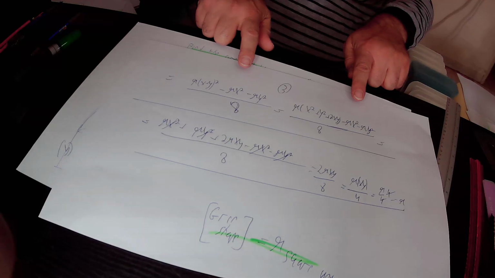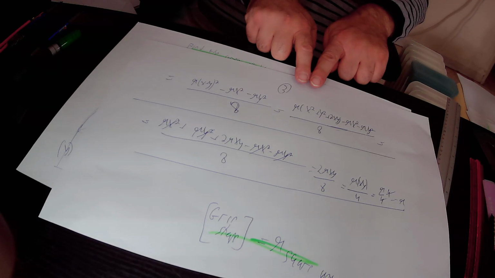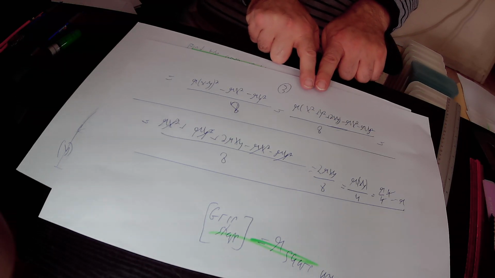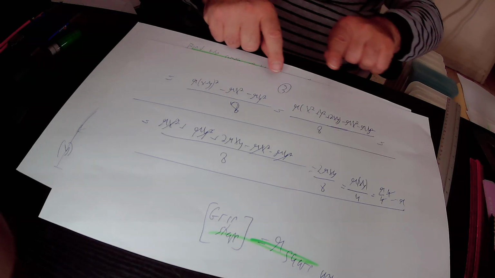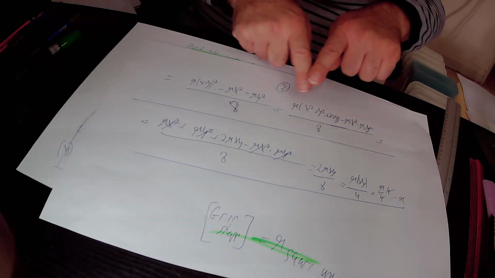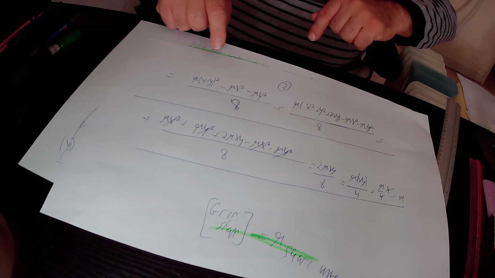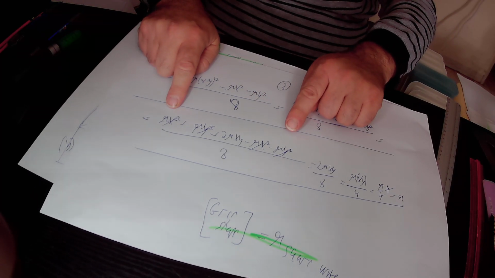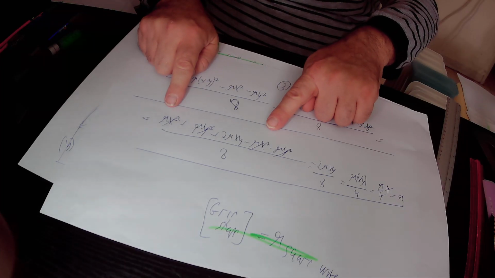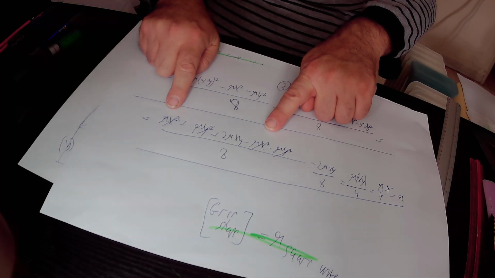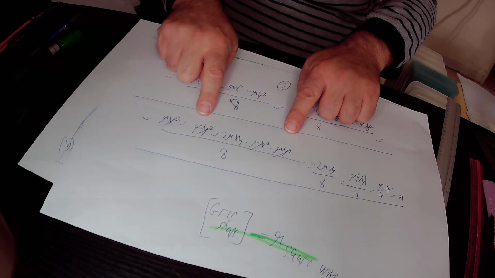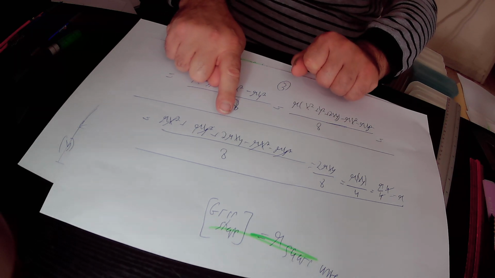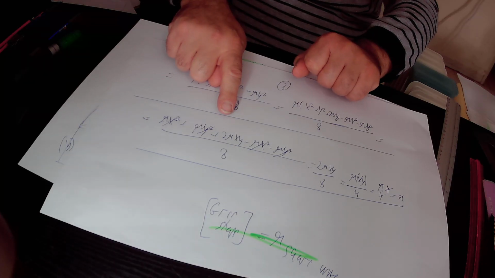We have minus pi x squared minus pi y squared. We open the brackets here, so we have pi x squared plus pi y squared plus 2 pi xy, and also minus pi x squared minus pi y squared. Pi x squared minus pi x squared is 0, so those two expressions get cancelled. Likewise, pi y squared minus pi y squared is 0, so those also get cancelled, and we are left with 2 pi xy in the numerator divided by 8.